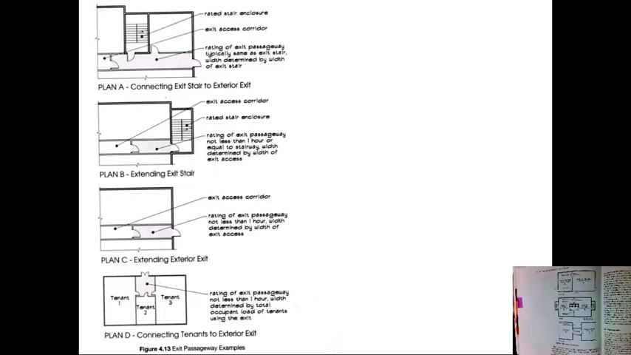And then Plan D, of course, is rating of exterior passageway. We're connecting, of course, to another tenant. So we have a tenant here. This is a rated exit passageway, not less than 1 hour, a lobby or something to be able to get out to the exterior.